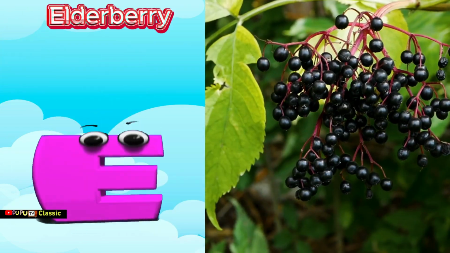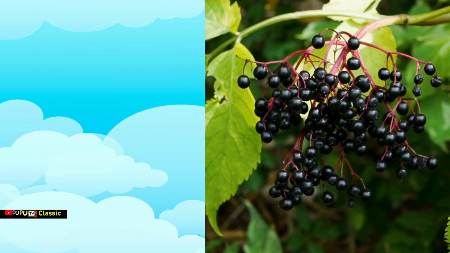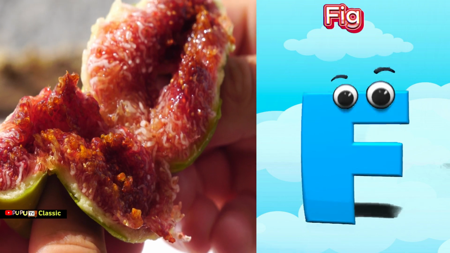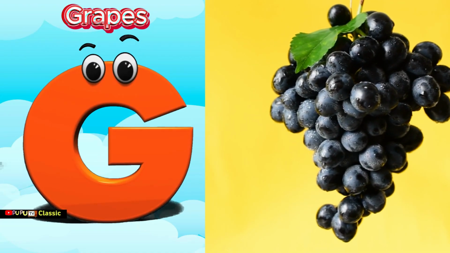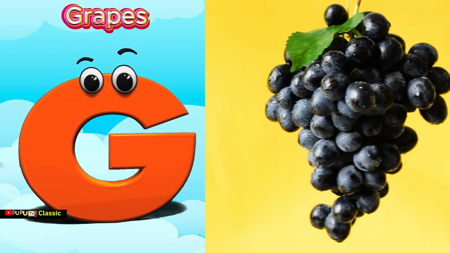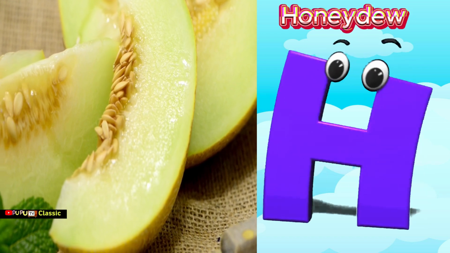E is for elderberry, e, elderberry. F is for fig, f, fig. G is for grapes, g, grapes. H is for honeydew, h, h, honeydew.